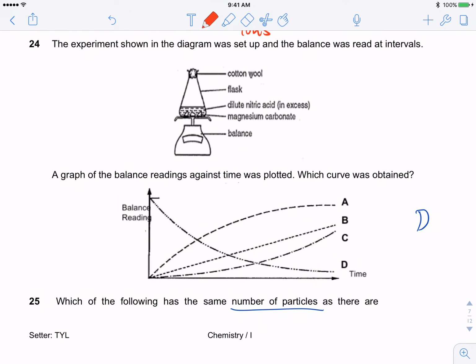24. The experiment in the diagram was set up, balance read at intervals. A graph of balance reading against time was plotted. Which curve was obtained? This should be quite simple. The mass should decrease over time because this reaction will give off carbon dioxide gas. When the gas is evolved, definitely the mass of the system will decrease over time. Therefore, answer is D. That's the only one that shows a decreasing trend.